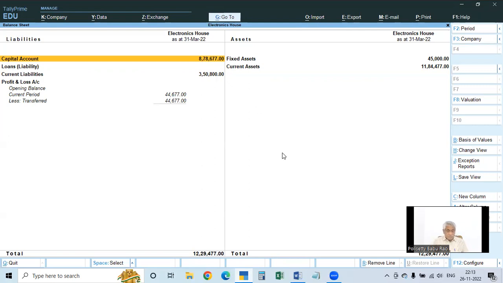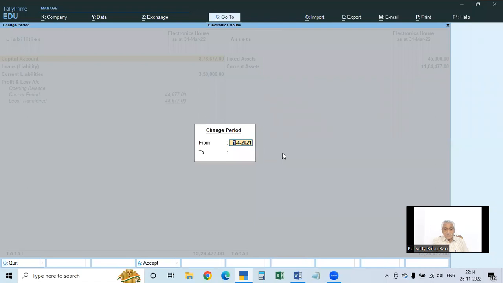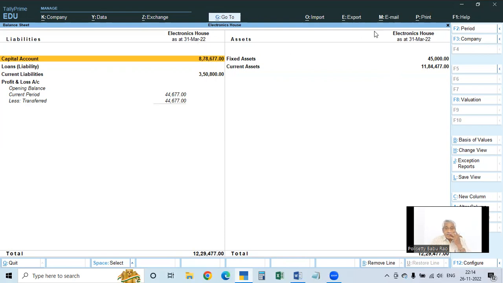So if you go to F2, the opening date 1/4/21 is showing, and the closing date 31 March is showing here. So this is for the whole year, but it shows only the closing period, because this is the financial position. This financial position will be changing every day due to the transactions. So on any particular day, what is the position? On 30th March, what is the position? On 31st March, what is the position? Like this, the position can be known from the balance sheet on any particular date.